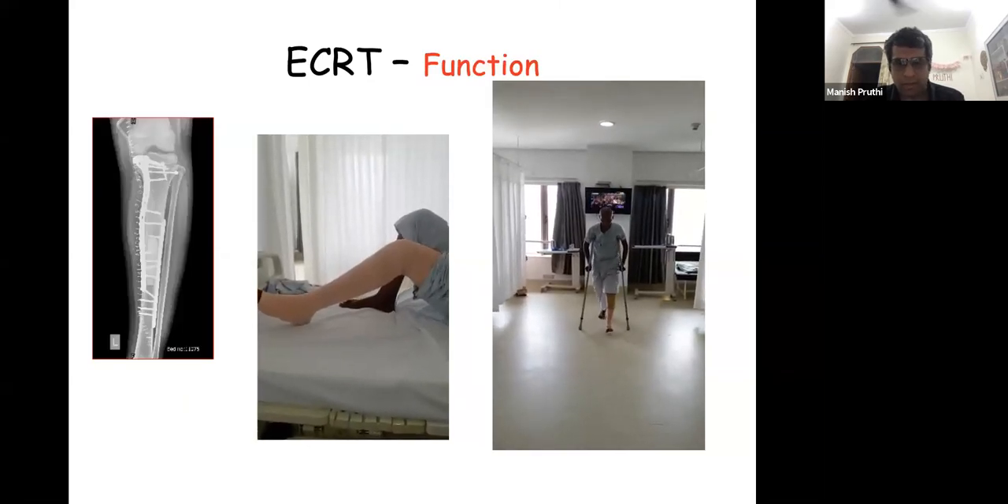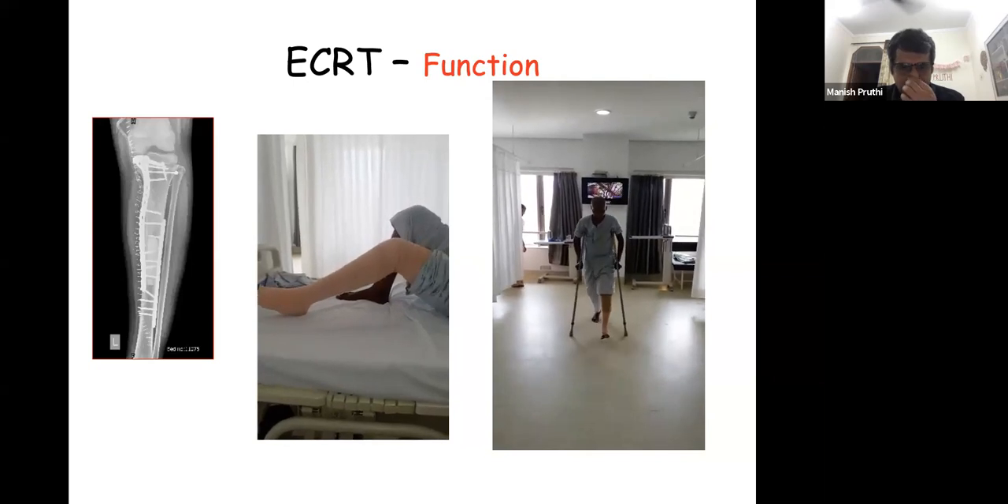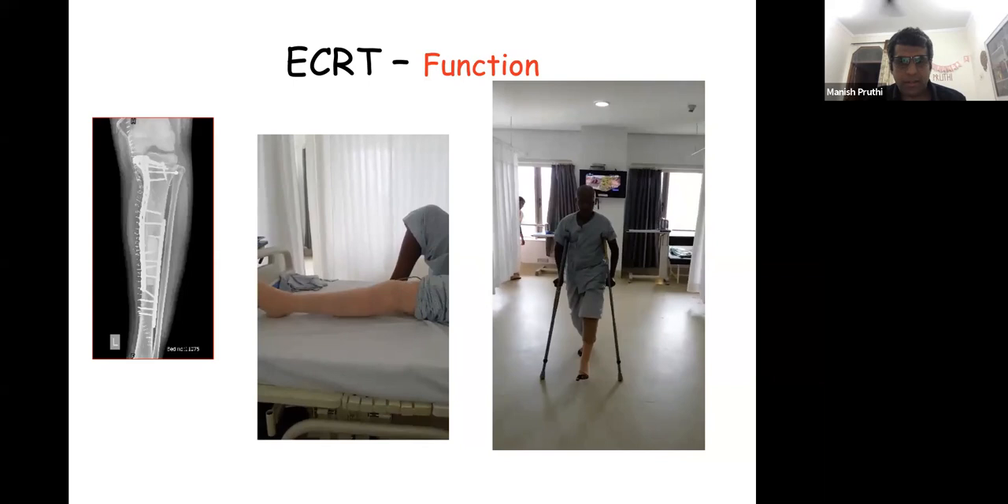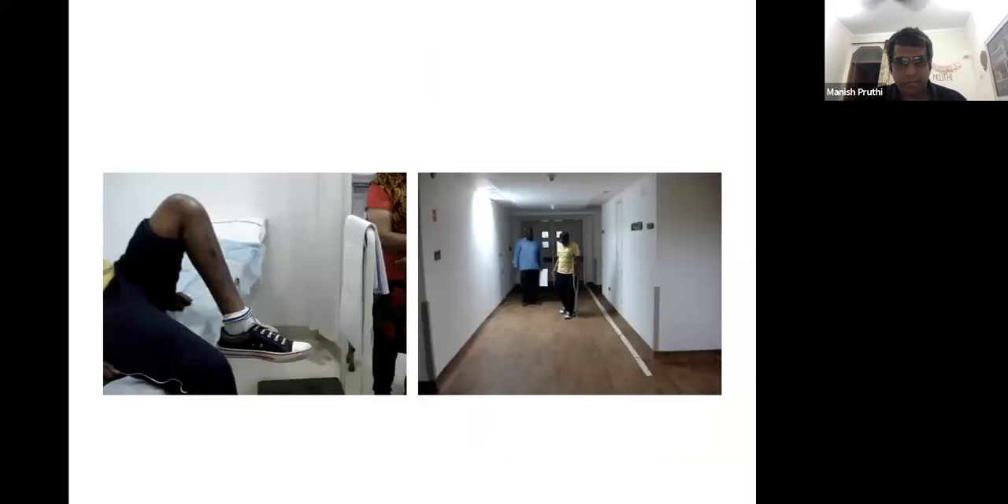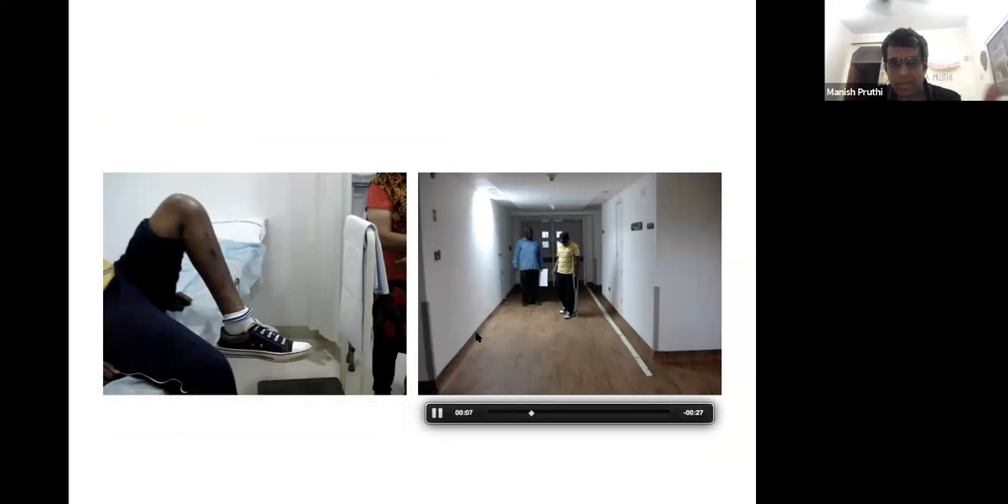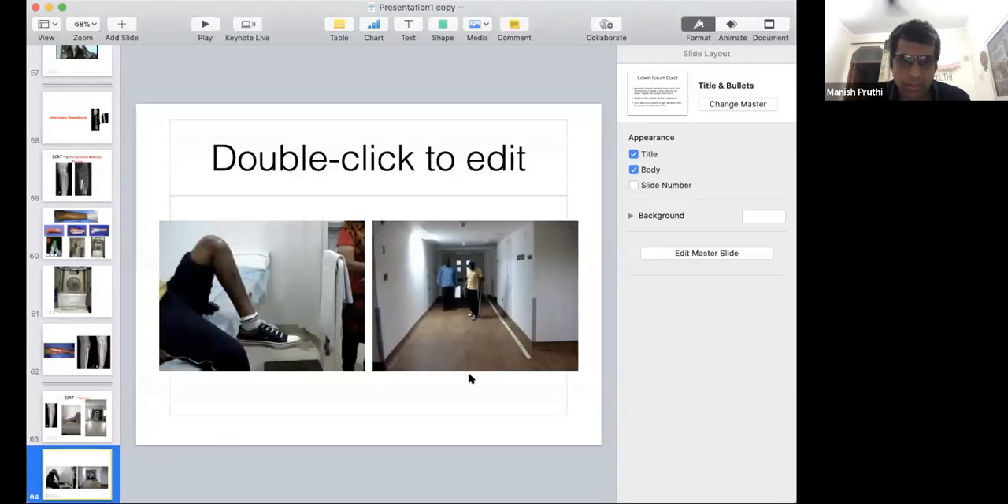And this is how the rehab starts. The patient starts non-weight bearing walking immediately with knee range of movements. And this is the function at 6 months. You can see that the patient, sorry, the videos are not working. The patient starts walking and has a good knee range of movement immediately, and at 6 to 8 months the bone heals. So this is how we do ECRT. The functional results are fantastic and we usually don't get recurrences in the tumor bone.